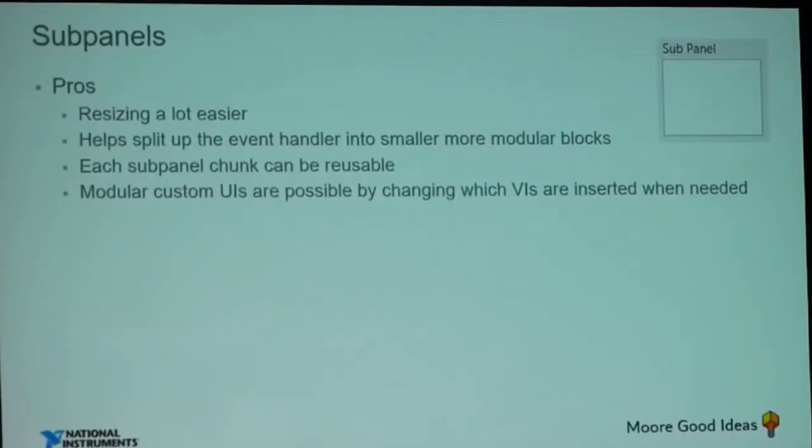So it makes resizing VIs a lot easier. I remember trying to screw around with resizing a VI before I started using subpanels, and it was a pain in the butt. So that's super nice. It also helps split up event code because each VI that gets inserted in the subpanel has its own event handler. So that makes your event block diagrams a lot nicer instead of having 40, 50 event types, which no one likes in that VI. You can have much smaller chunks.